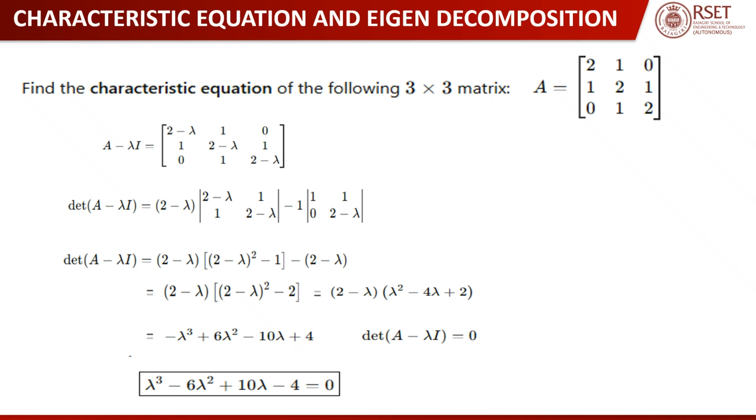To find the characteristic equation, just find the value of A minus lambda I, then take its determinant to be equal to 0. You will be getting a particular polynomial, and that's the characteristic equation. Hope you got that.